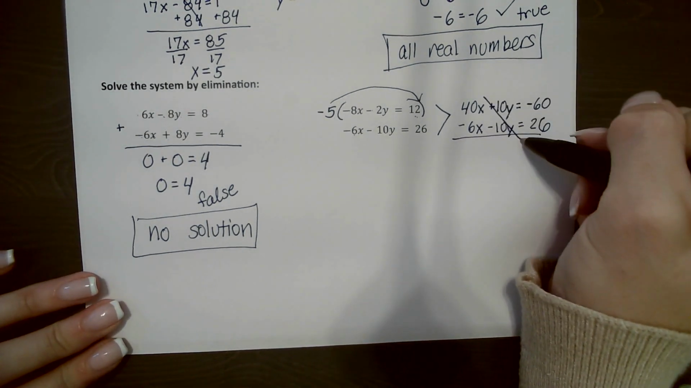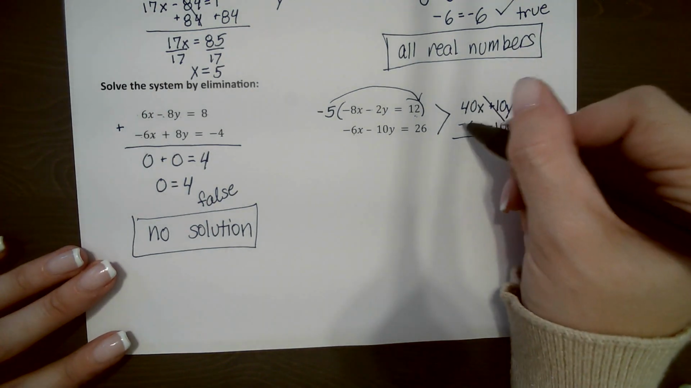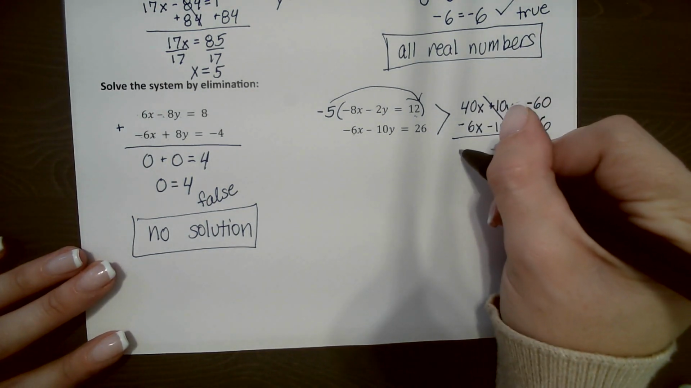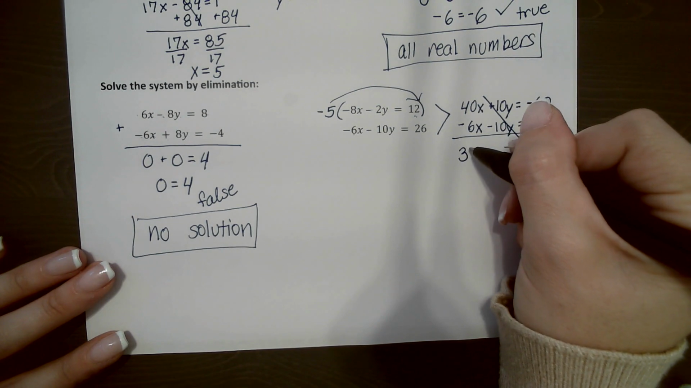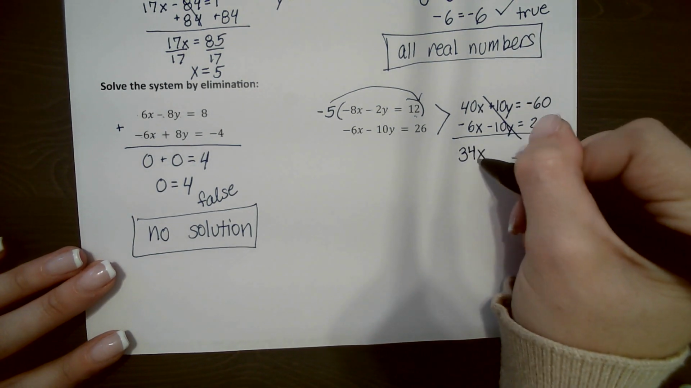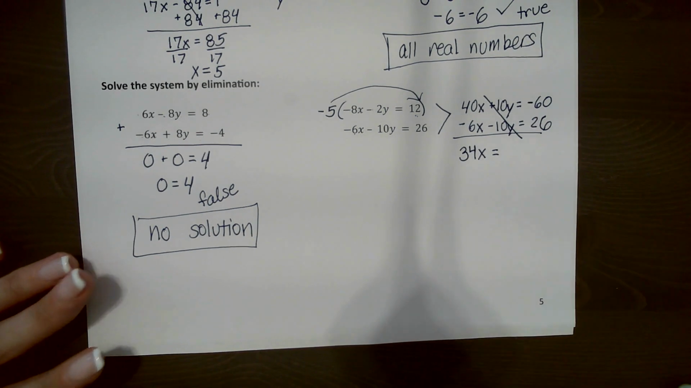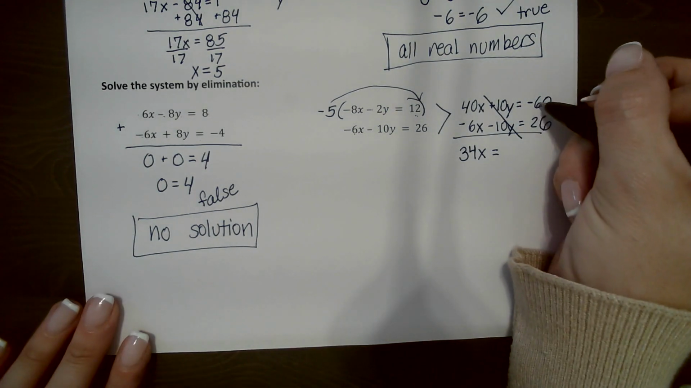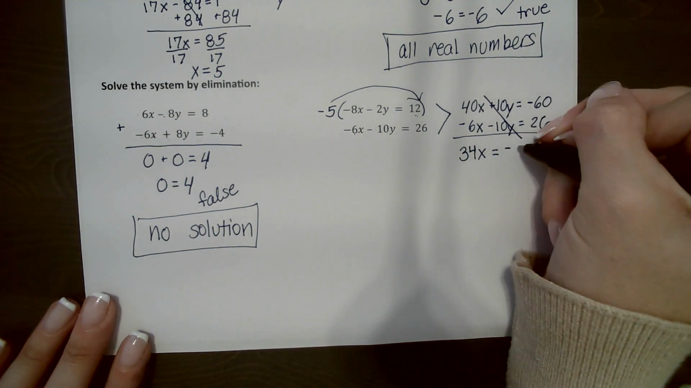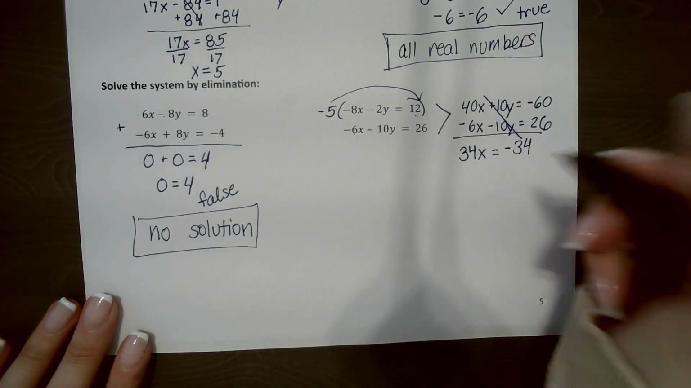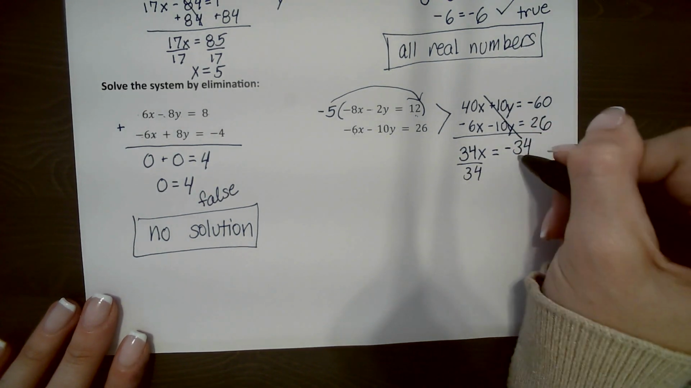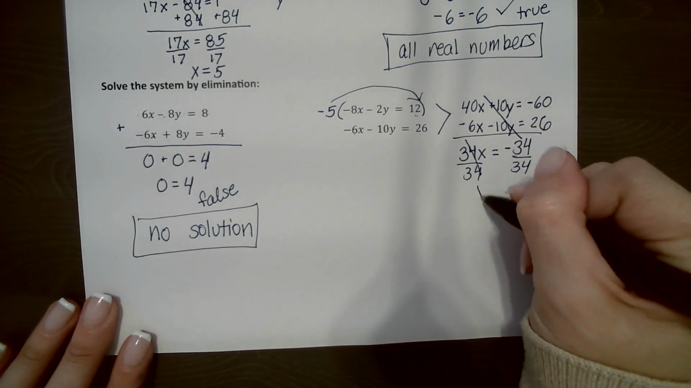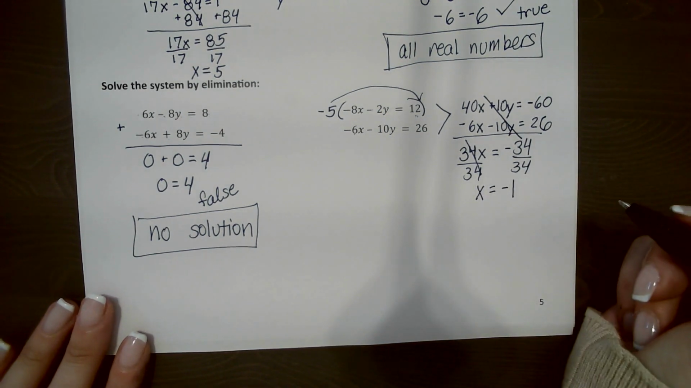So our y's can be eliminated. Those cancel out. 40 minus 6x is 34x equals negative 60 plus 26. So 60 minus 26 is 34, but we started with the negative number. That was the larger number, so negative 34. Now we divide by our coefficient. That gets x alone, and x equals negative 1.